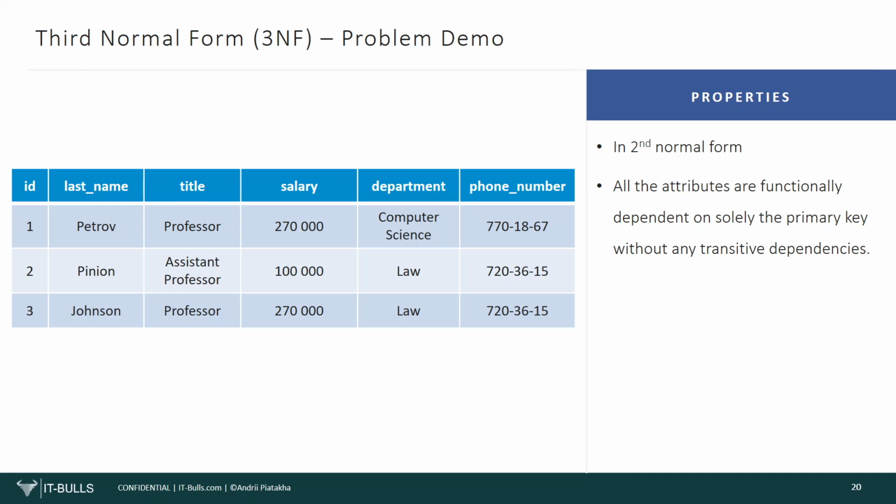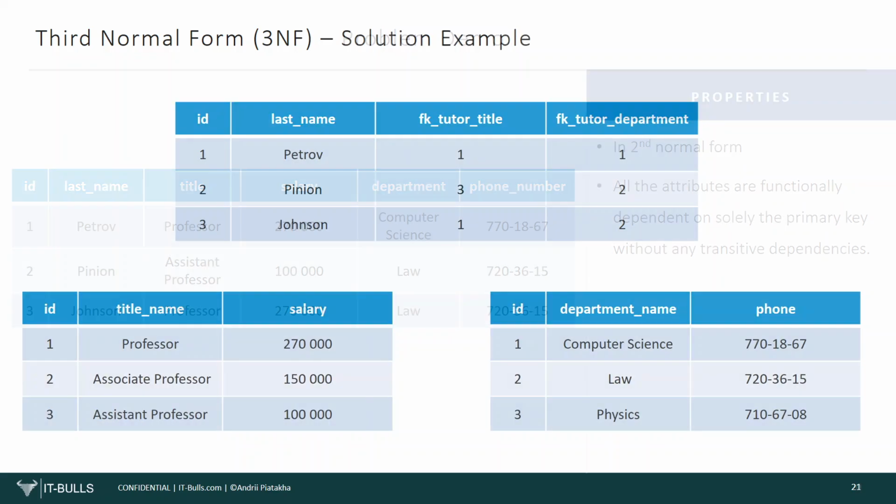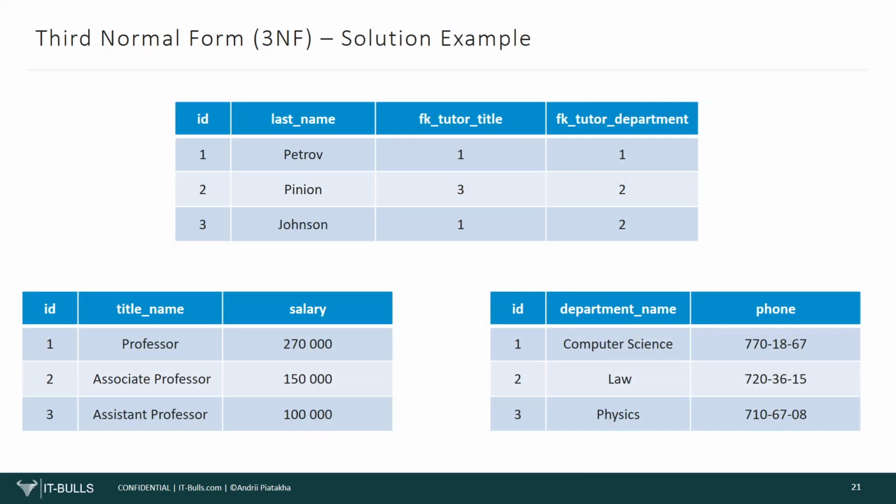That's why we can say that there are different transitive dependencies. For example, a transitive dependency between a concrete tutor, the department where he or she works, and the phone number. There is a transitive dependency between phone number and tutor. Is that clear?